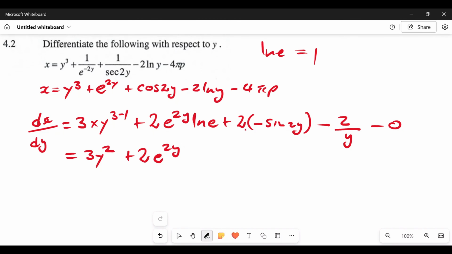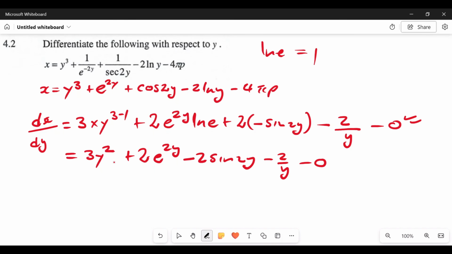And then we go to the third term. Now the third term is 2 multiplied by negative sine 2y. So it's going to be negative 2 multiplied by sine 2y. And the last term is going to give us minus 2y minus 0. Even if you don't include this 0 here, it's fine because you already included the 0 there.